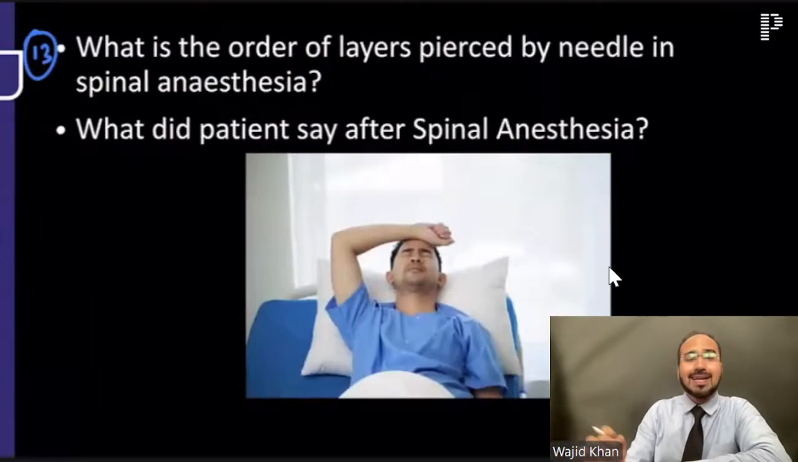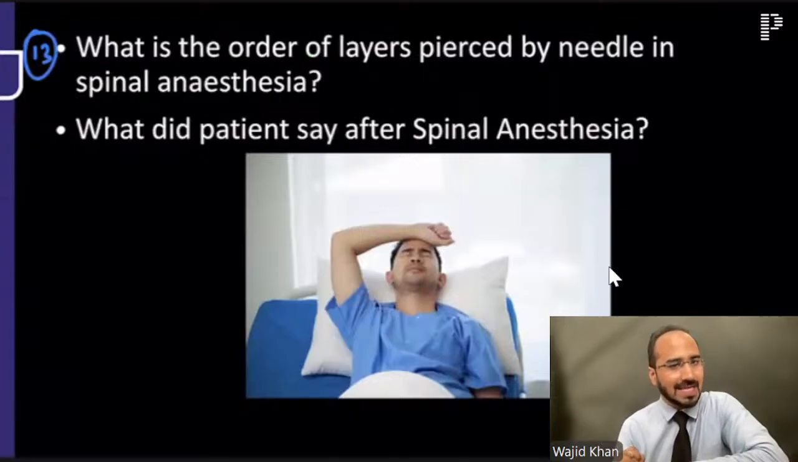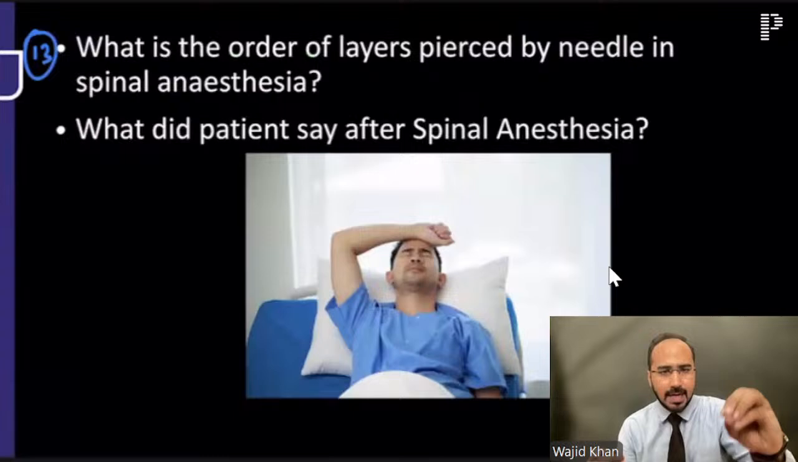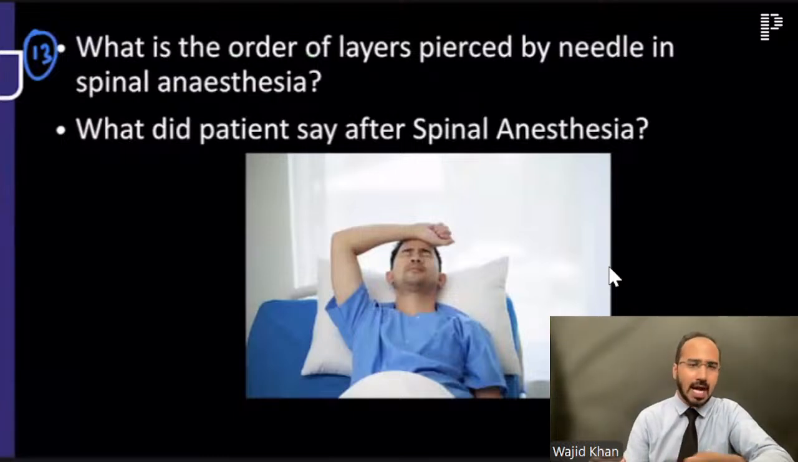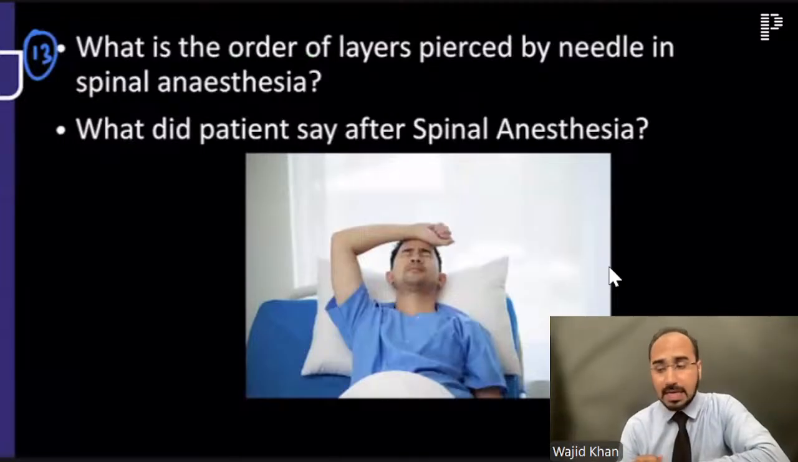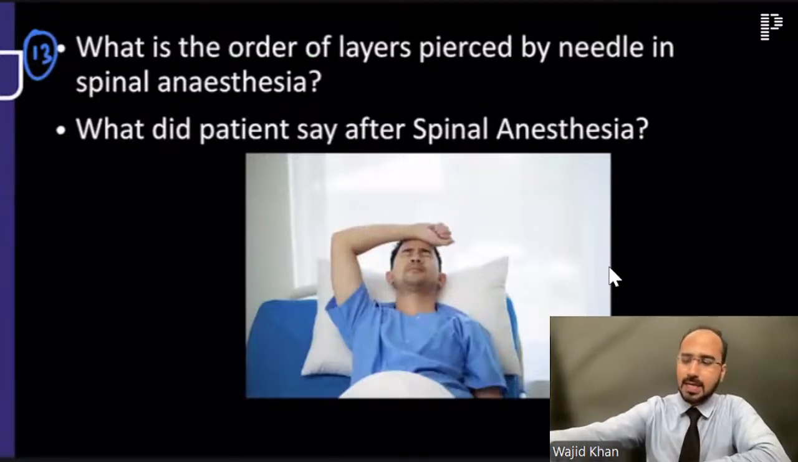Now, what is the order of layers pierced by the needle in the spinal anesthesia procedure? You might have gone through this in my lectures or in someone else's, if you are following someone else. These are the layers pierced by your needle as you introduce it through the skin. But now you have to remember this order, guys. Right. So look over here.